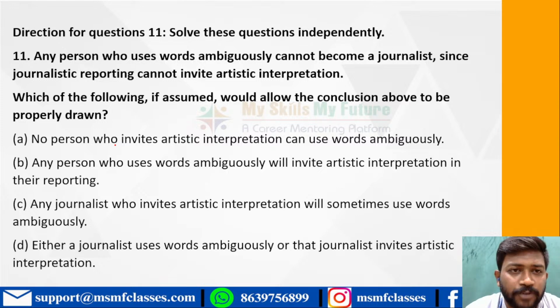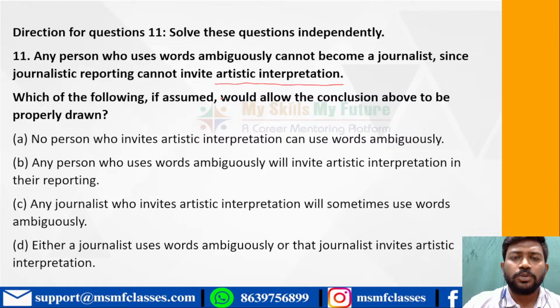So how can you find this? They are speaking about journalist reporting cannot invite artistic interpretation. So the conclusion also must end by telling one sentence about artistic interpretation only. Where can you get that? No person who invites artistic interpretation. Next, any person who uses words ambiguously, they have already given about this one, you can eliminate this one, and you can eliminate this one also. No person. Any journalist, no, wait, any person who uses words ambiguously will invite artistic interpretation. I think this makes sense here.